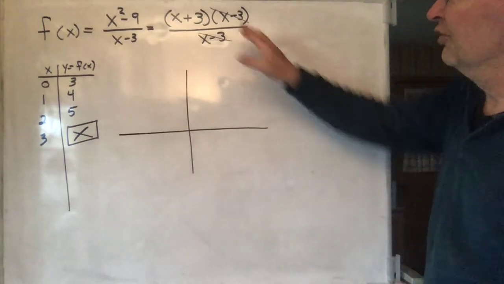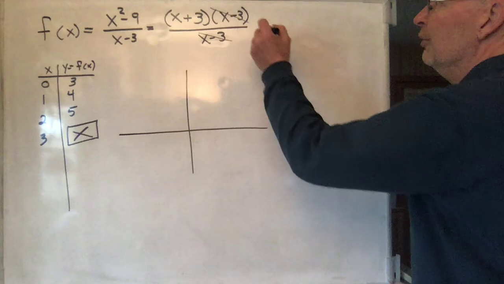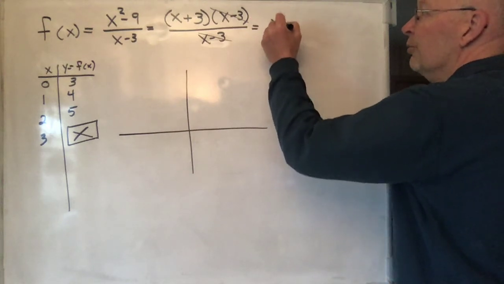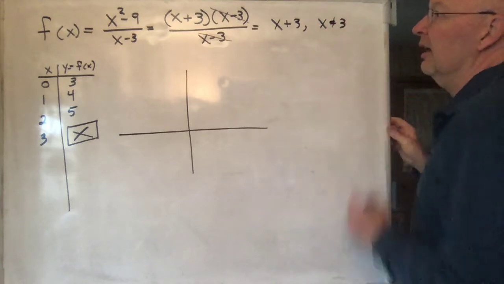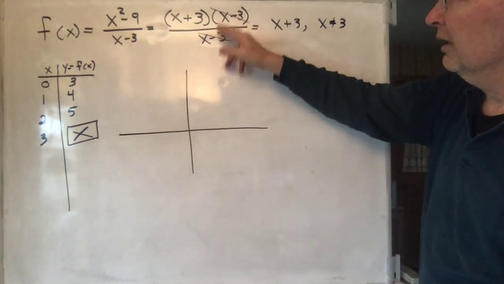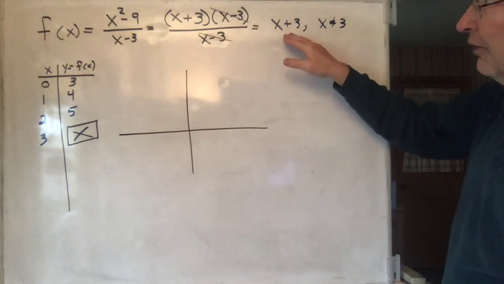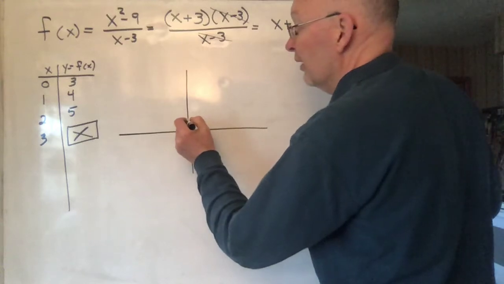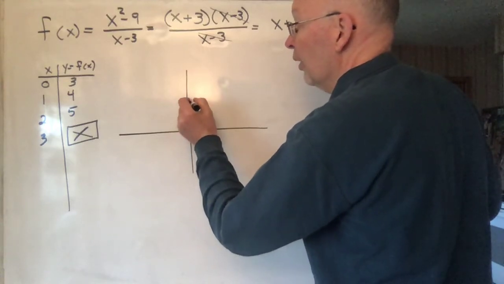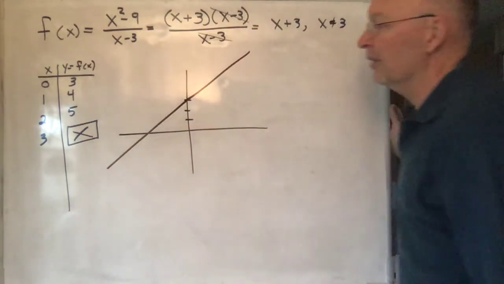I know it's going to look just like the function x plus 3. If I want to, I can even write this is equal to x plus 3 as long as x is not equal to 3. Okay? At 3, it's undefined. But except for that, it's just the function x plus 3, and that's a line. It's a line with a y-intercept of 3 and with slope 1. So it looks something like that.